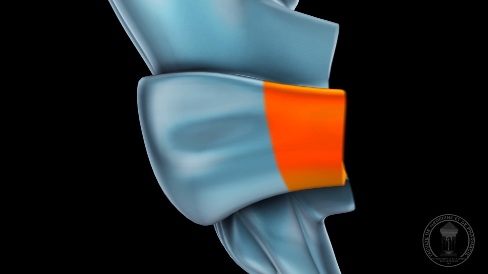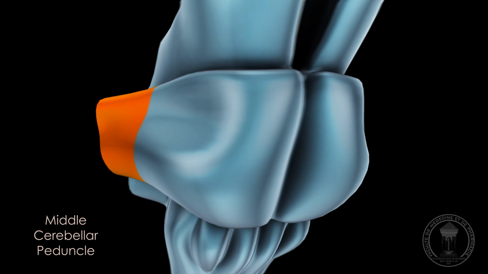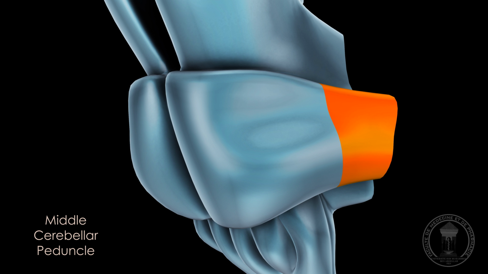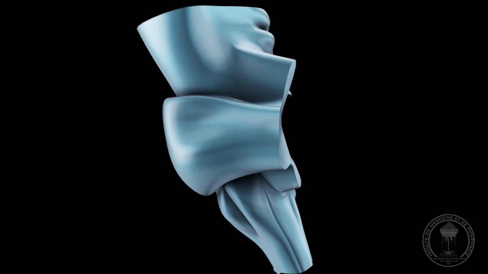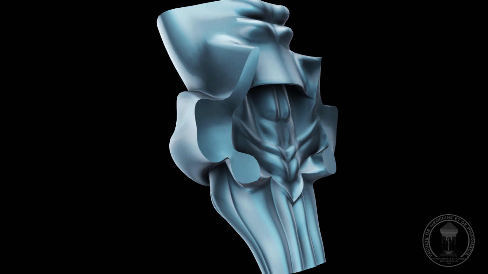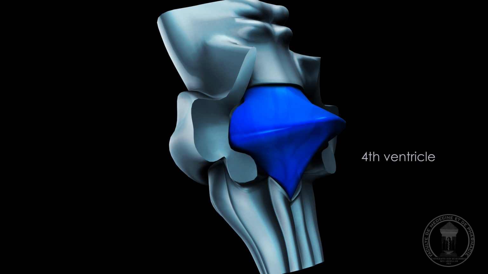The pons is connected to the cerebellum by the middle cerebellar peduncle. It delimits the front face of the fourth ventricle.